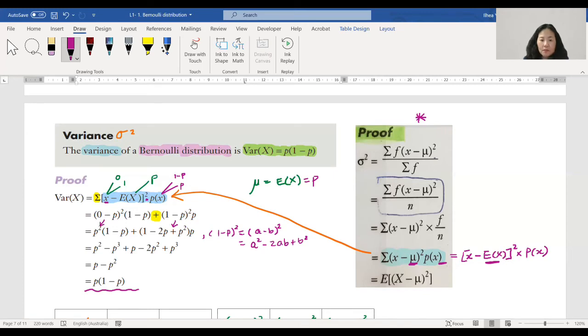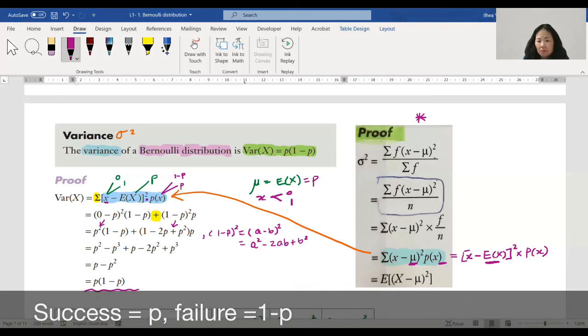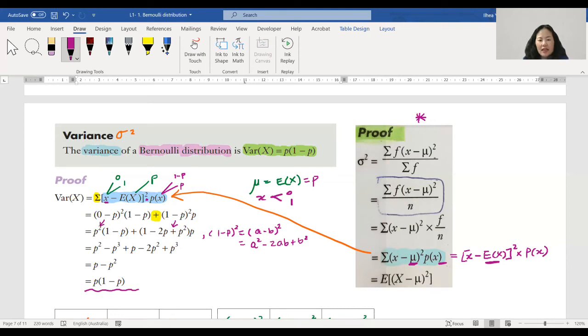So I'll just put it as p. And then P of X, the probability, we've got two cases, fail and success. Success is p, fail is 1 minus p. And all need to be translated in terms of p, and then add them together because it's the sum of.